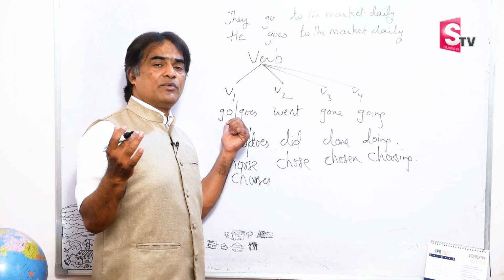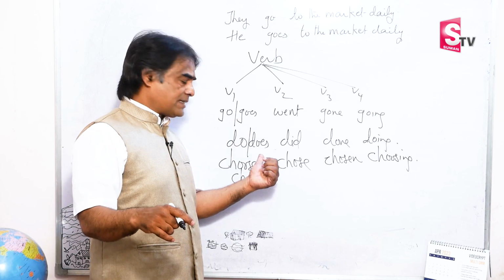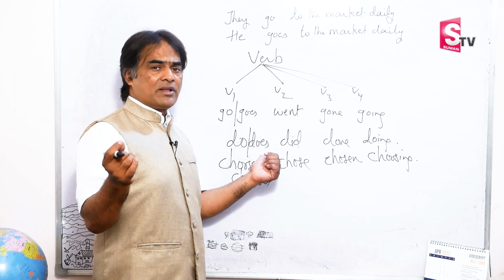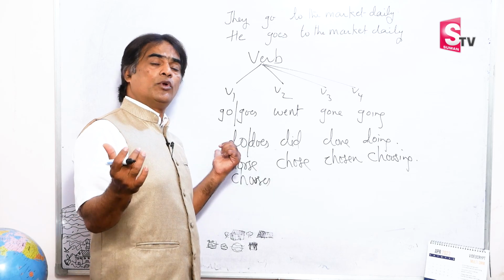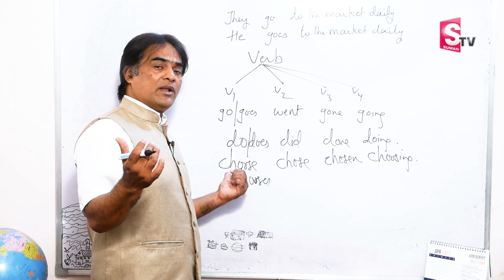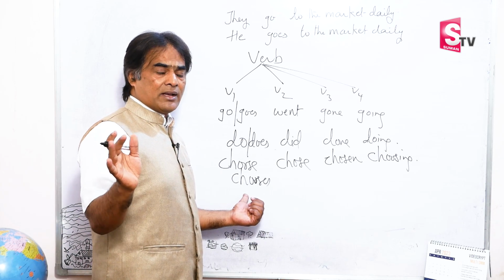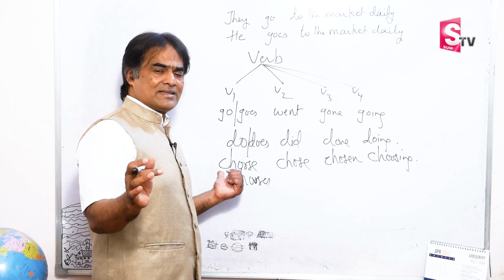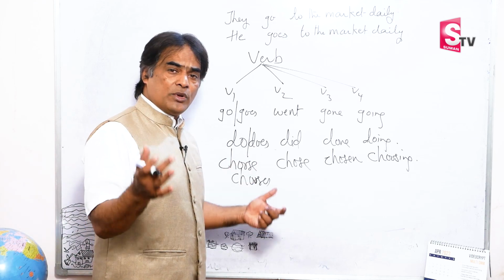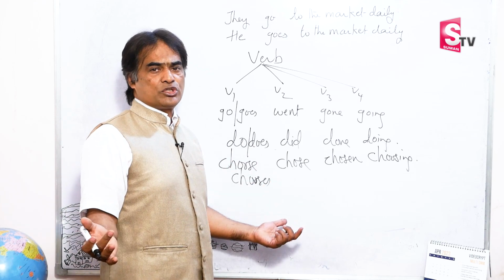Sometimes we add s to the verb and say does. Sometimes we don't add s to the verb and say only do. Sometimes we add the letter s and say chooses. Sometimes we don't add the letter s and say choose. But when do we say choose? When do we say chooses?